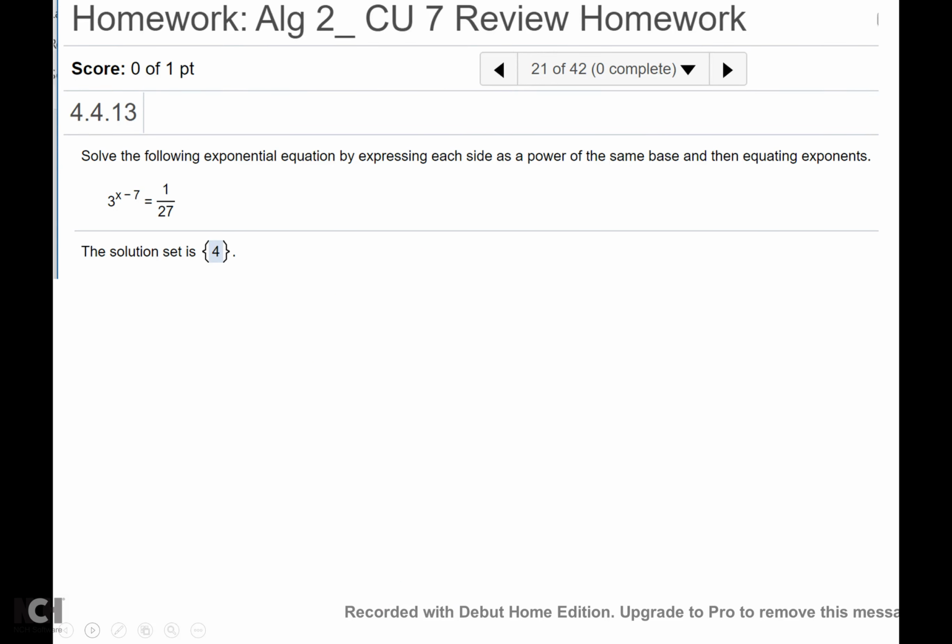Alright, solve the following exponential equation by expressing each side as a power of the same base and then equating exponents. We're using the formula that if I can get the bases the same, then I can claim that the exponents have to be equivalent. So the first thing is to rewrite 27, break it down by 3's. By 3 is 9, by 3 is 3.